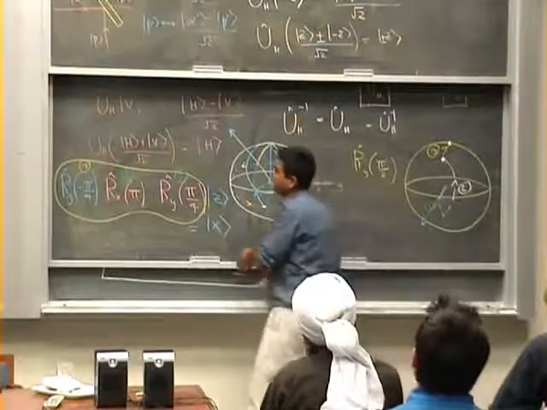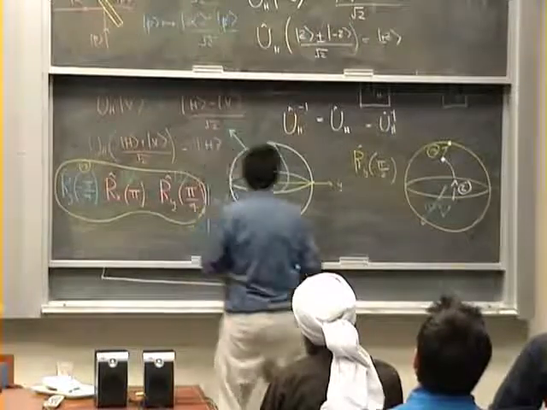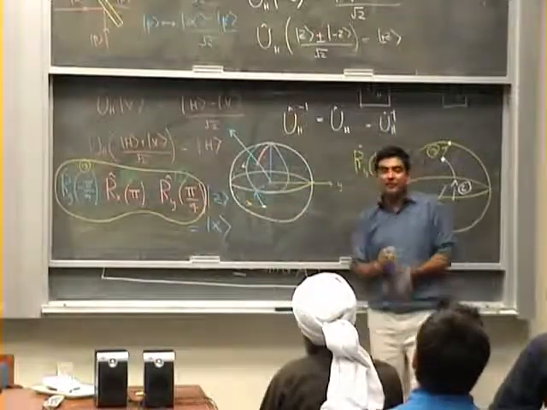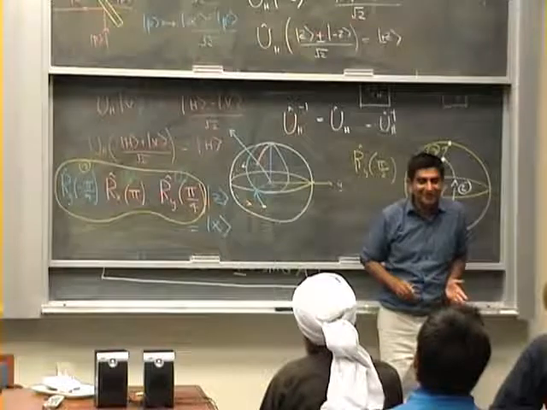I'll try to come up with an animation that shows this. So this 180 degree rotation of the tilted axis qualifies as a Hadamard gate.